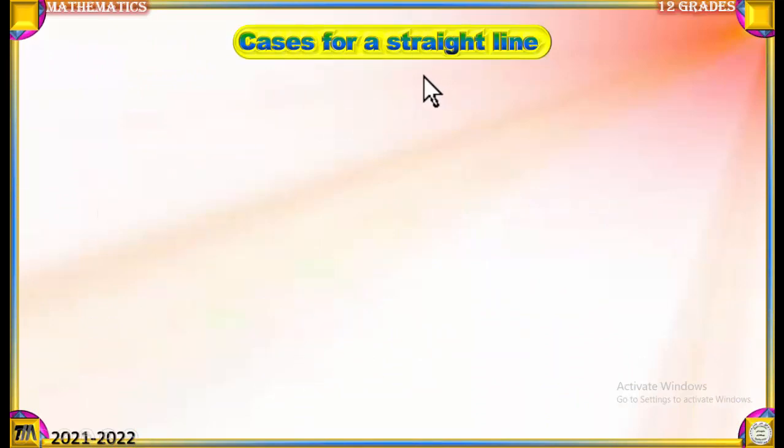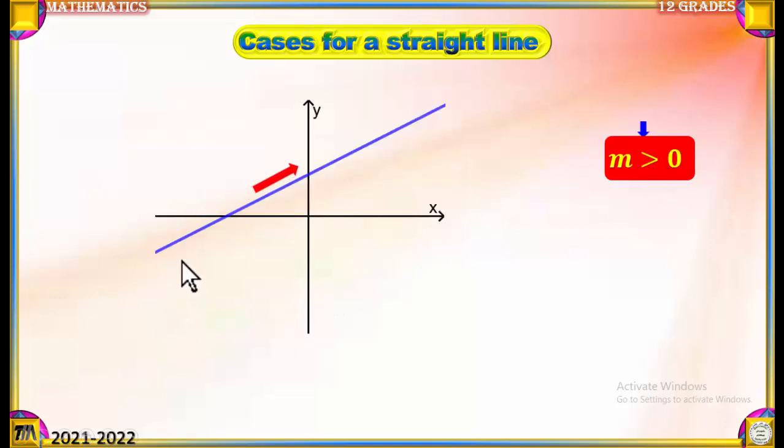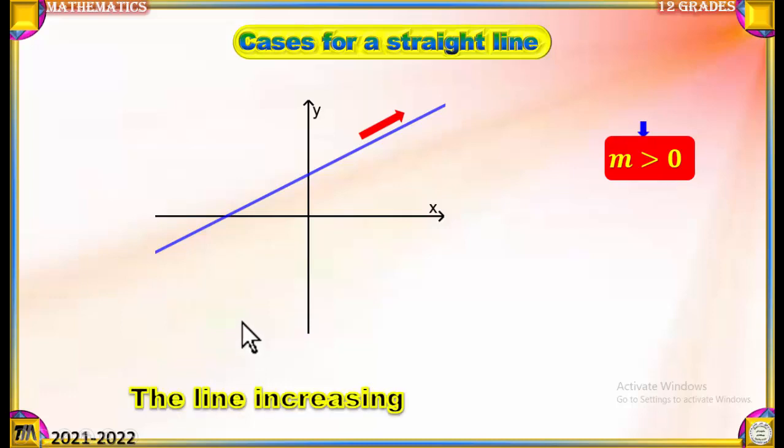Cases for the straight line. We have 4 cases for the straight line. The first one, when the slope of the line is positive, M is bigger than 0. The line is increasing when we are moving from left to the right, like this. And it has two intercepts.